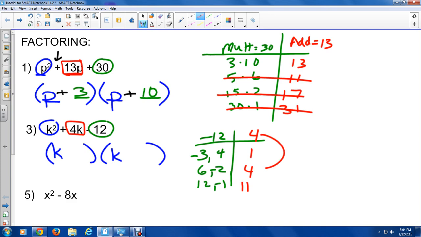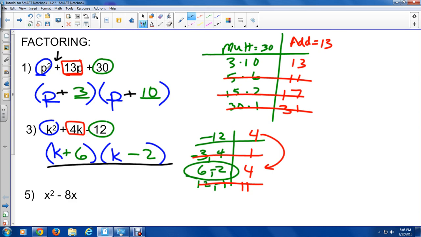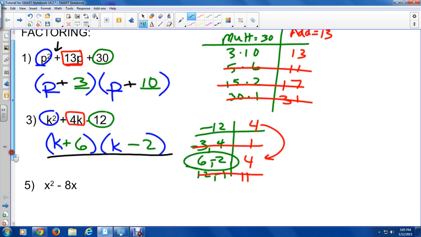Okay, notice the 4 is that middle option. 6 and negative 2, that means I have a 6. And order does not matter, by the way. You just need to make sure you put a negative right here and a positive right there to match up with my signs that I have right there. So my final answer is right there, k plus 6, k minus 2. Go back and multiply those two, and you should end up with the problem you started with in number 3.